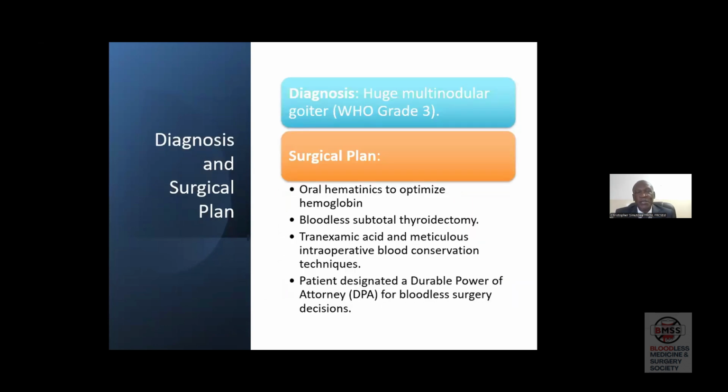for operation. So the surgical team made a plan. The plan was to initially bring up the HB, which was low, and then plan for a bloodless subtotal thyroidectomy. They used tranexamic acid to reduce the bleeding, and there were meticulous intraoperative blood conservation techniques. Here it is important for the operating surgeons to know the anatomy of the organ where they are operating. They should know where the blood vessels are, so that there is less bleeding if they know what they are doing.